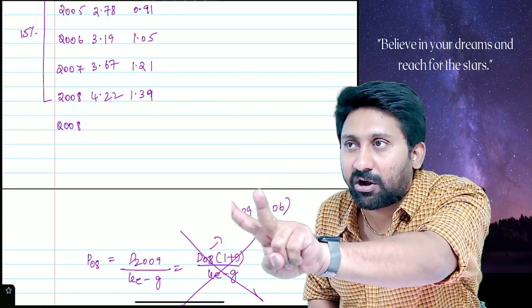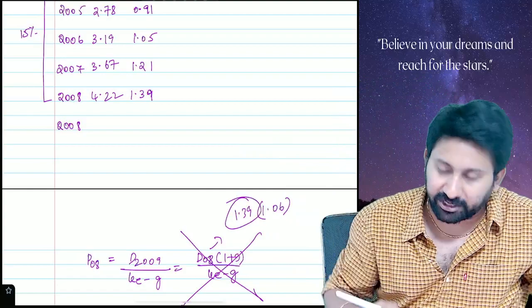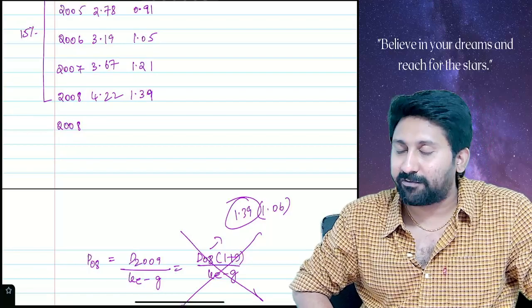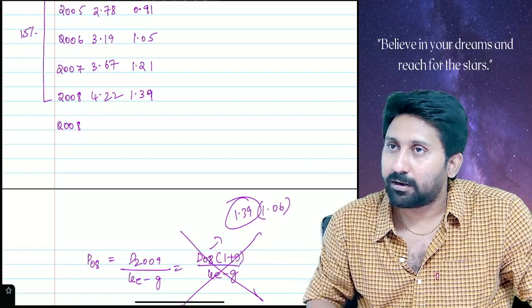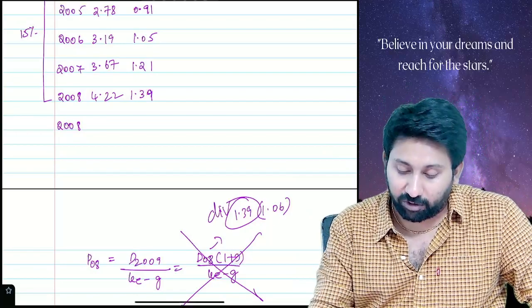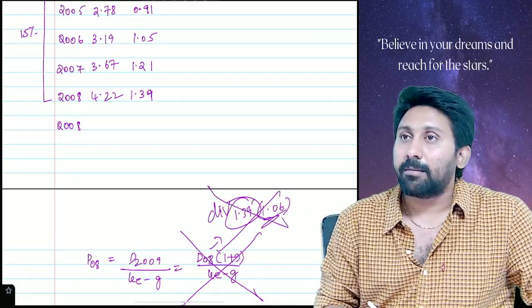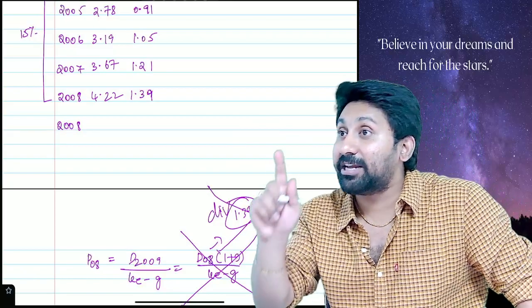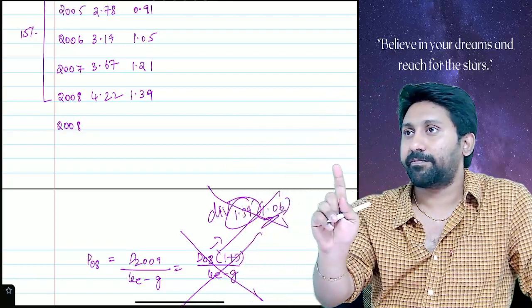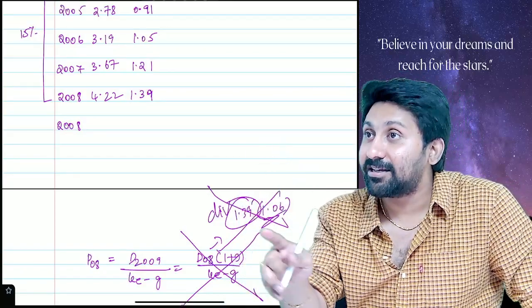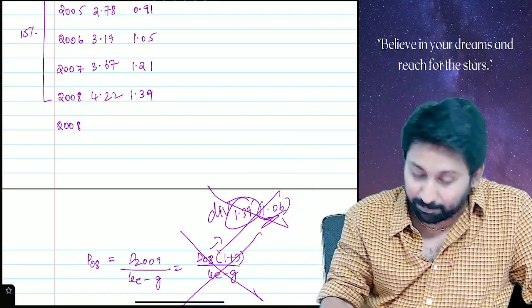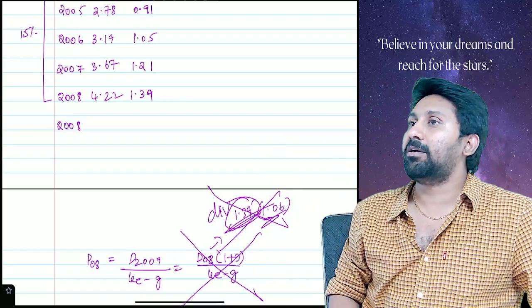Shall I tell what is the second wrong? Tell me, what is 1.39? It is the dividend. On that, what are you applying? Growth. Wrong, because the payout ratio is changed. When payout is changed, growth is the growth in earnings only, not on dividends. Growth means growth only in EPS, not in DPS. But you are applying it on DPS, which is wrong.